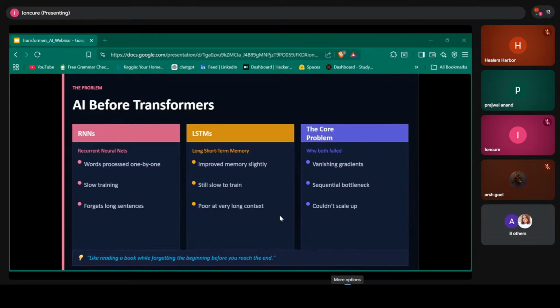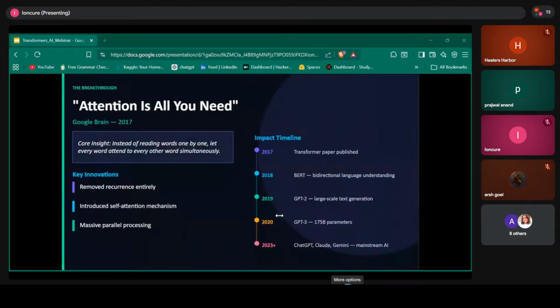So these caused several problems. First of all, training was so slow because the computation could not happen in parallel. Secondly, these models struggled to remember information from the earlier parts of a long sentence. That issue is called the vanishing gradient problem. In simple words, imagine you are reading a long book but slowly forgetting the beginning as you continue reading. That was essentially the challenge older AI systems faced.